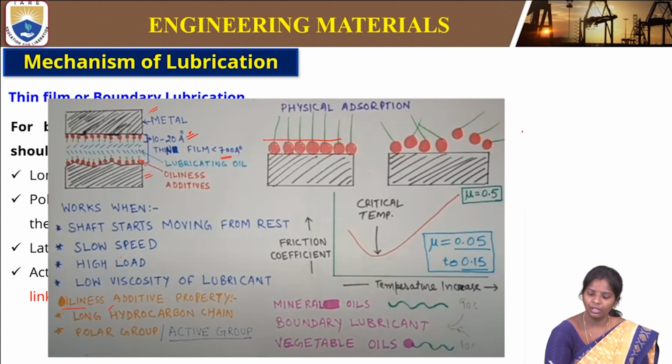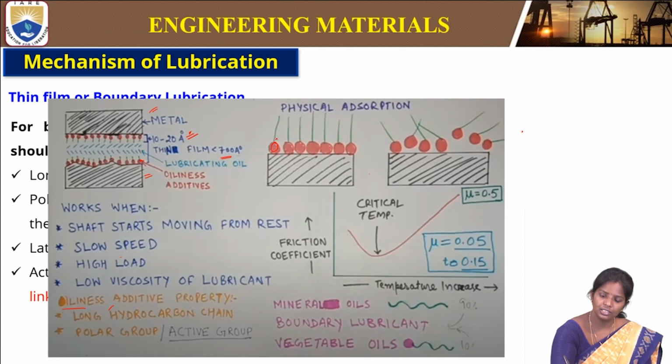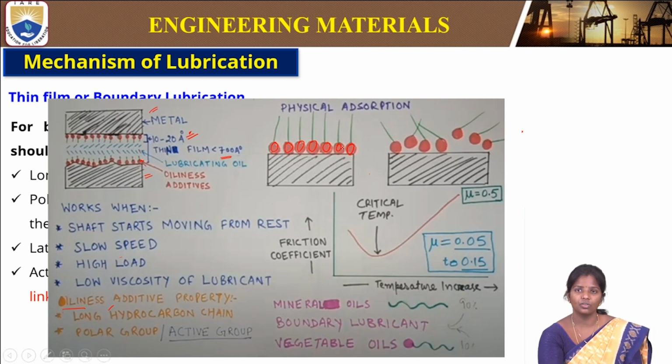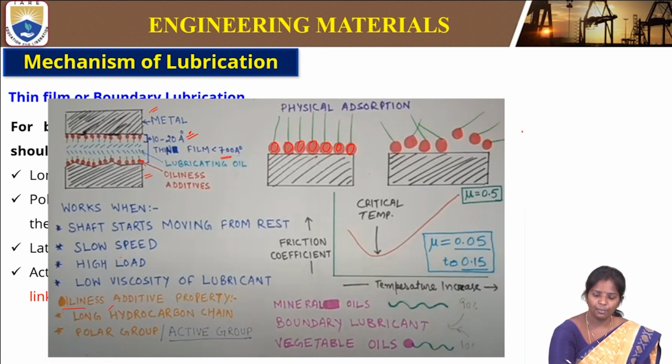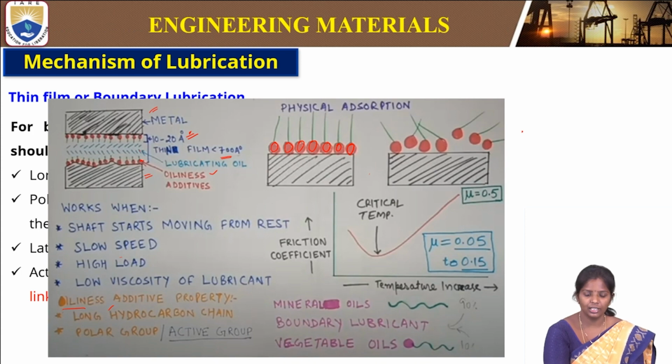This is nothing but the polar head and its tail that is present. The polar heads adhere to the surface of these metals. So what happens? This will impart some oiliness, and the shaft example is when this mechanism takes place.